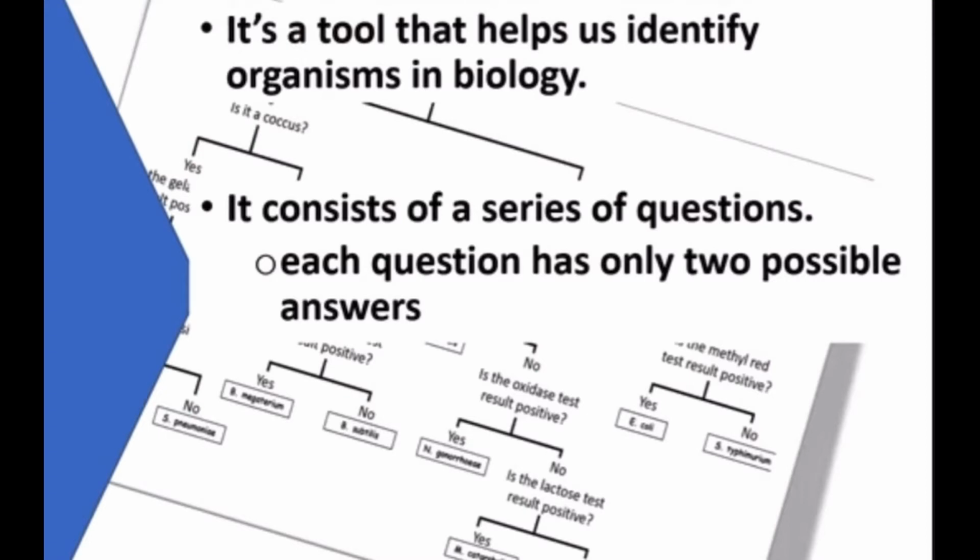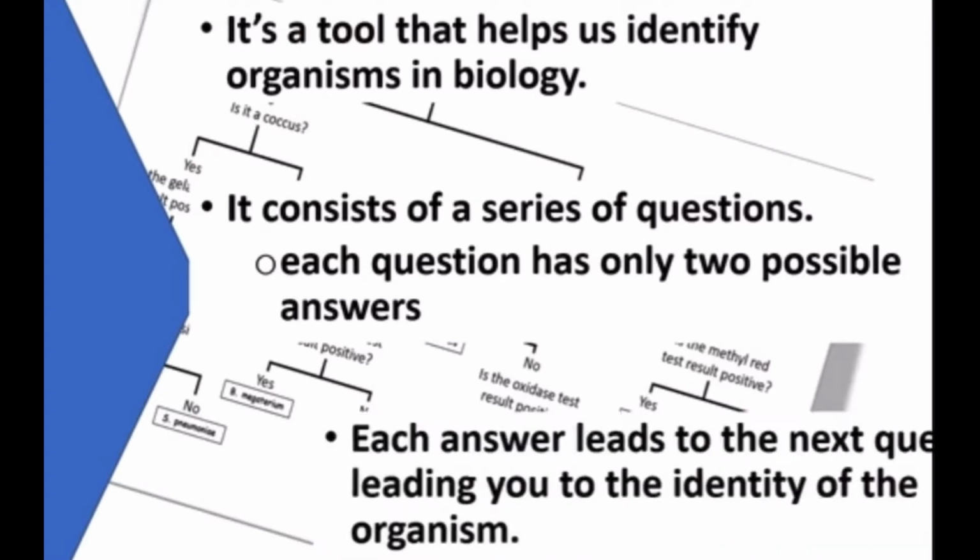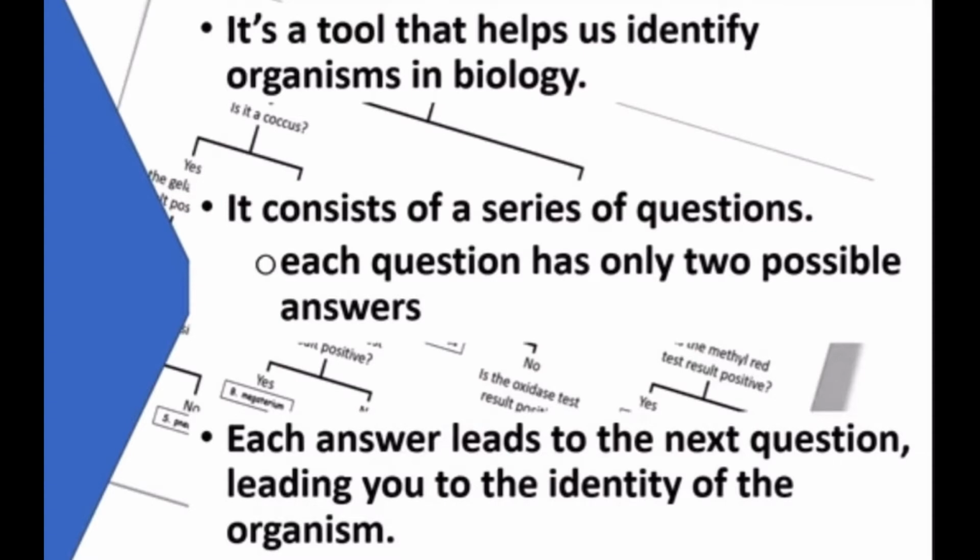Generally, you'll start with the question at the top of your key and you work your way downward. Your answers to the first question will then lead you to the next question that will also have a possible two answers, and so on and so forth. And at the end, your answers will lead you to the identity of the unknown organism.